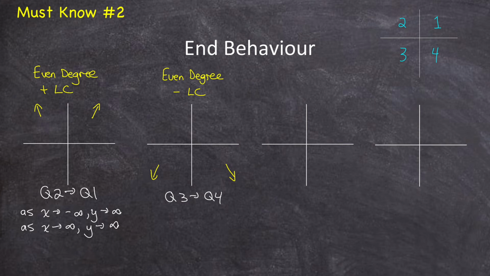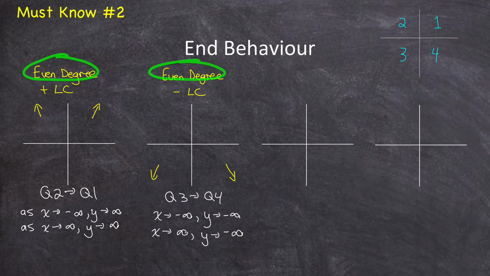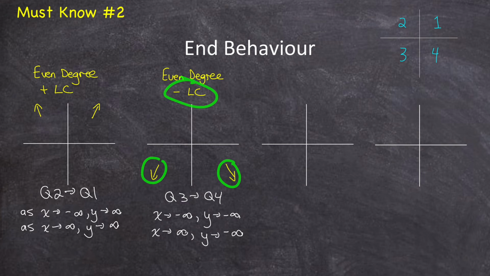Or we could describe it using infinity notation by describing what happens to the y values as x goes to negative infinity, and also as x goes to positive infinity. As x goes to negative infinity, that means as we move to the left along the function, the y values are going down to negative infinity. And as x goes to positive infinity, so as we move along the function to the right, the y values of the function are going down to negative infinity. So for any even degree polynomial function, what you're going to find is that the end behaviors are the same, meaning that both sides are pointing up if we have a positive leading coefficient, or both sides are pointing down if we have a negative leading coefficient.